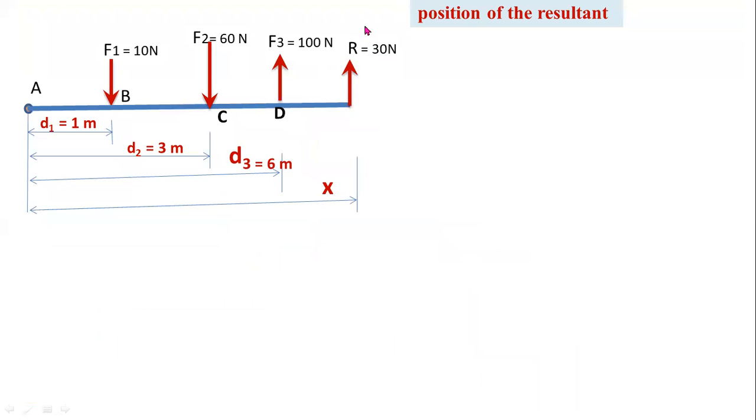So this is the direction of the resultant. Here we got the resultant 30 newtons and 90 degrees angle. So you have to consider vertical force. 90 degrees, you got 90 degrees direction. So this is the direction of the resultant, 90 degrees.